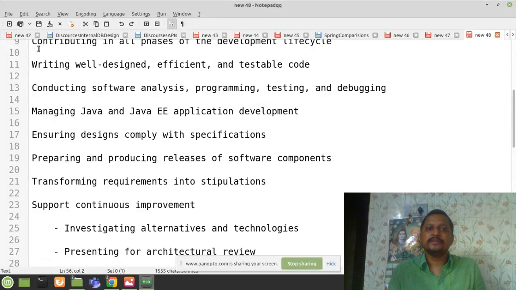Next, ensuring the design complies with specifications. That means he must have some specifications to ensure those designs.